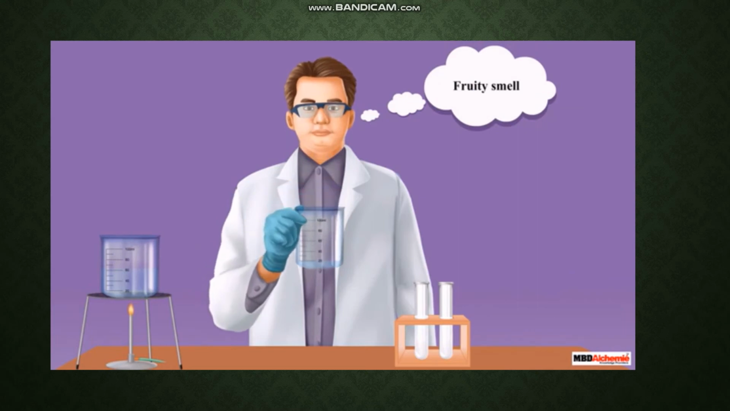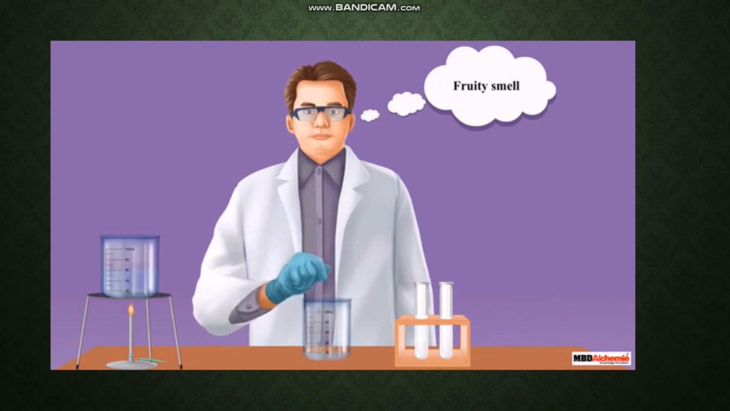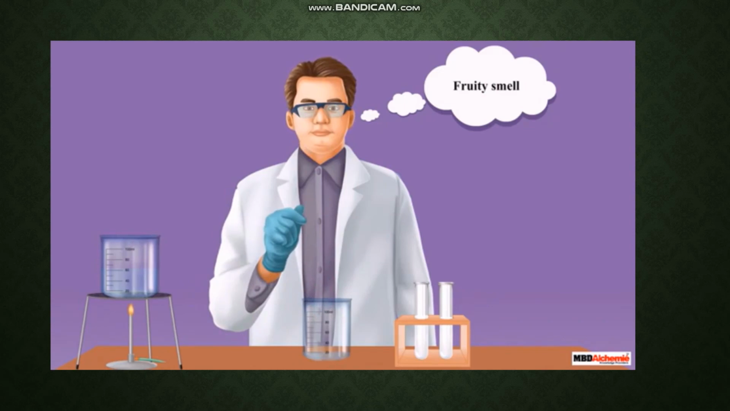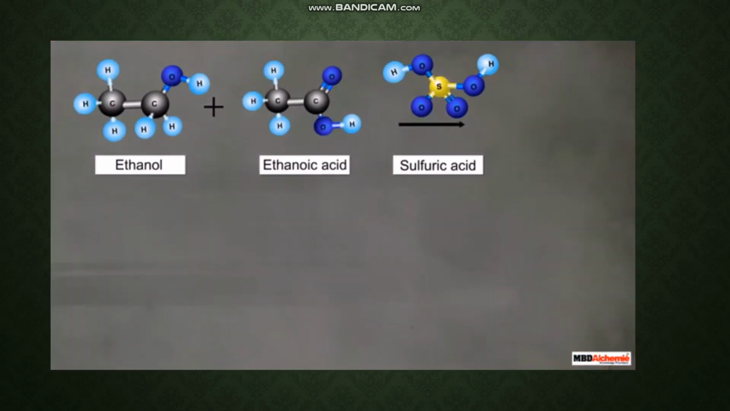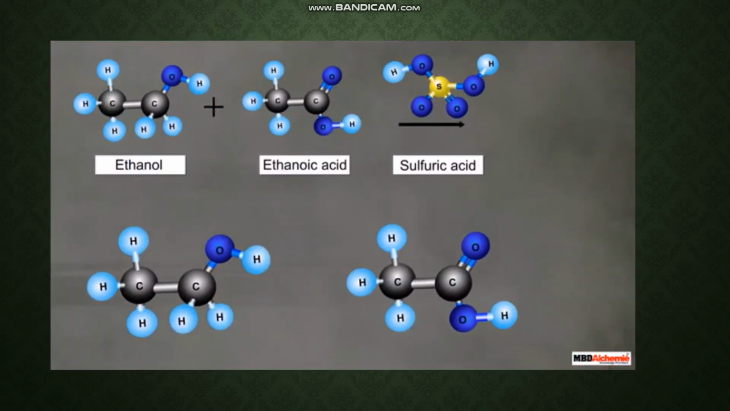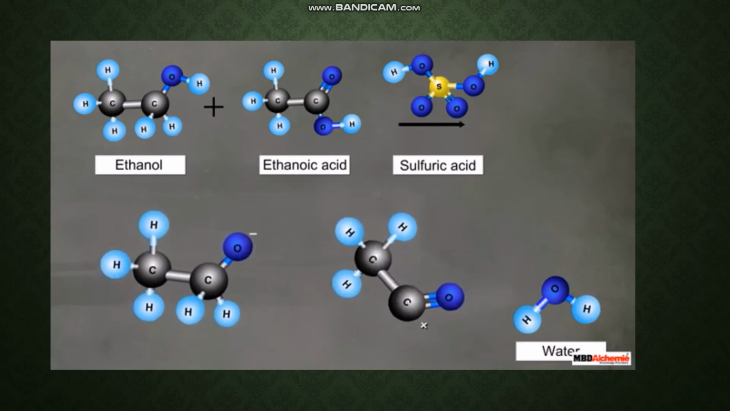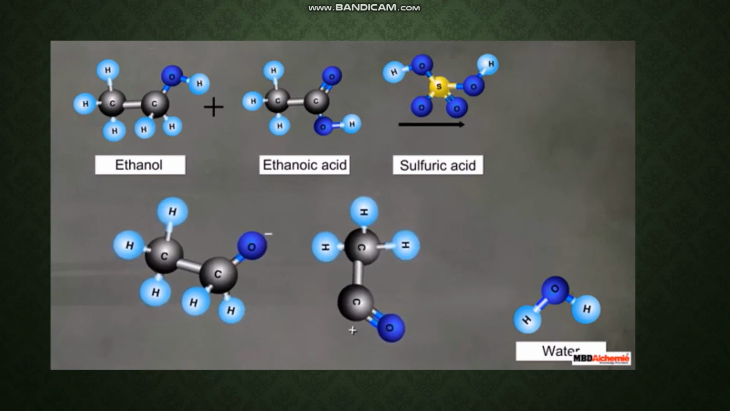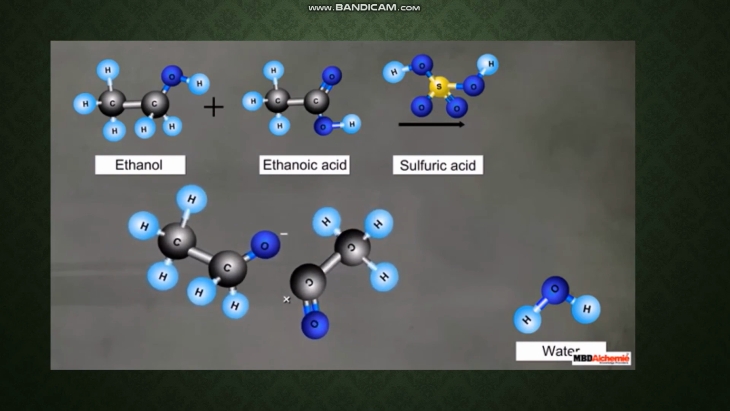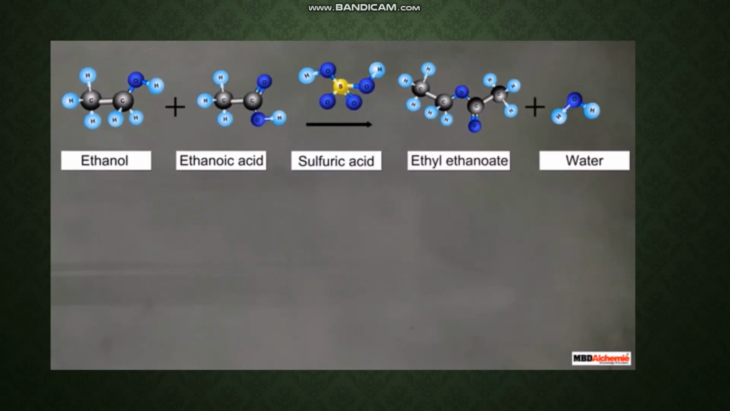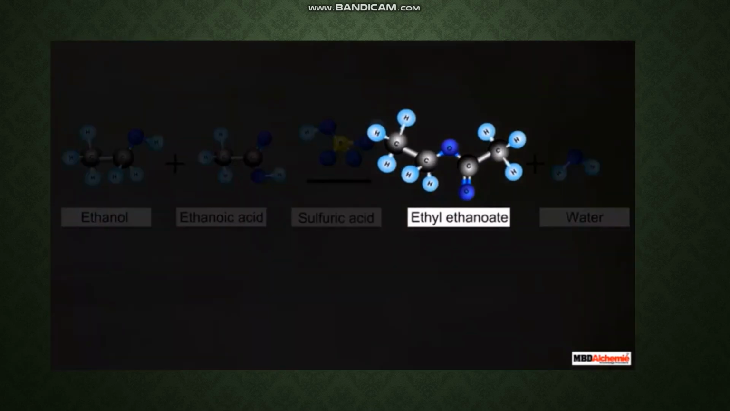This fruity smell is produced because of the chemical reaction of ethanoic acid. In the presence of concentrated sulfuric acid, the hydrogen of the alcohol and the hydroxyl from the carboxylic acid are lost that together form a water molecule. The remaining part of the two compounds bond together, giving rise to a new carbon compound, ethyl ethanoate. This carbon compound is an ester and has a fruity smell.